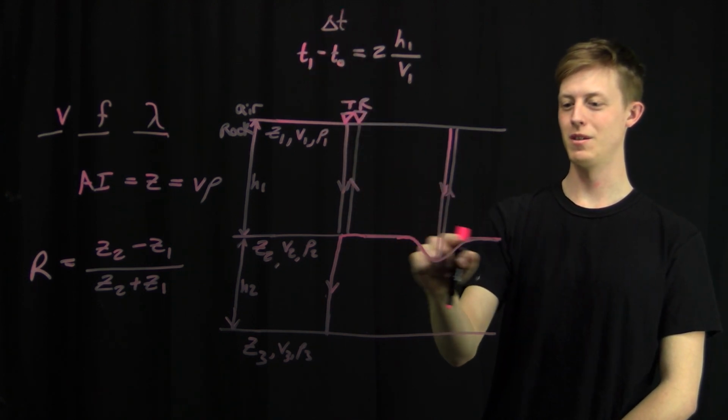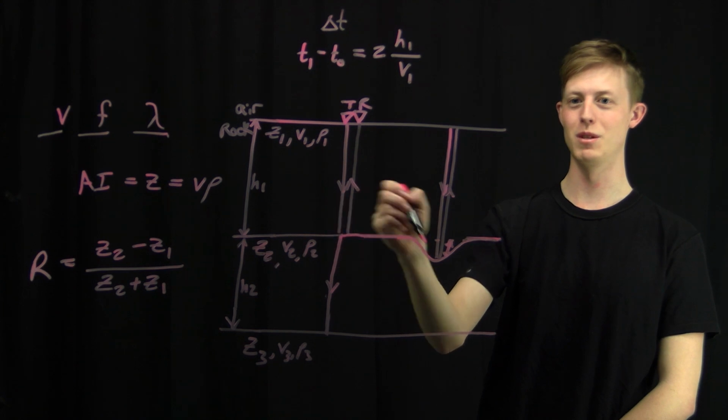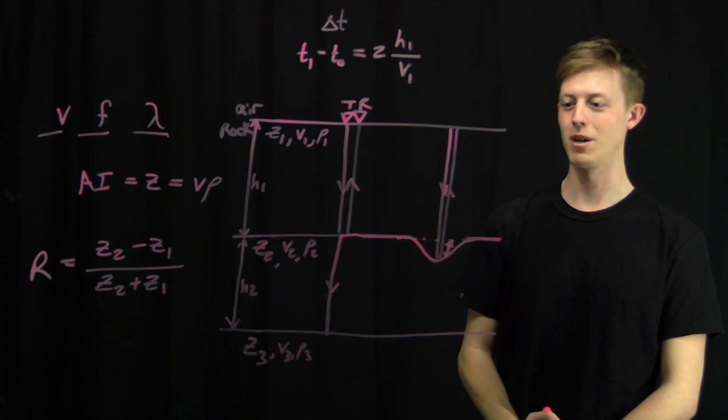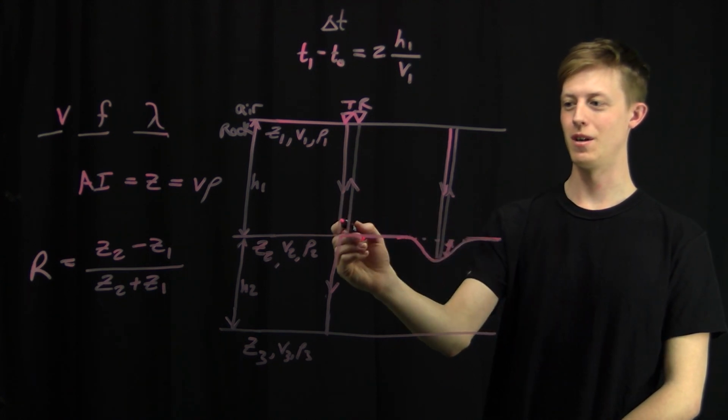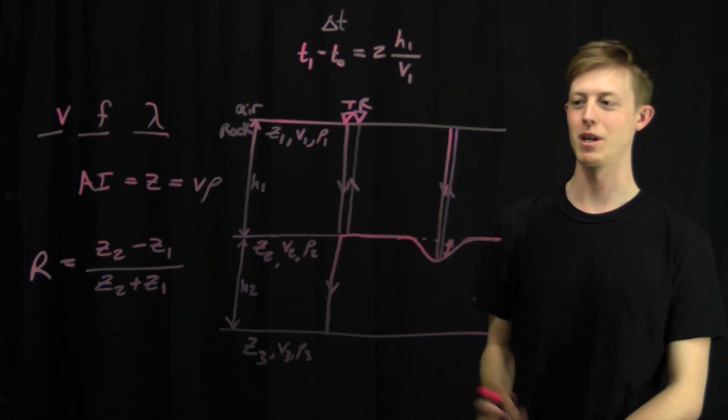But if we have this channel, there's going to be some difference in time because it has to propagate this extra distance. That's how we're going to image maybe a dip in the rock surface, because this time is going to be shorter than this time, since this one has to travel longer and come back up.